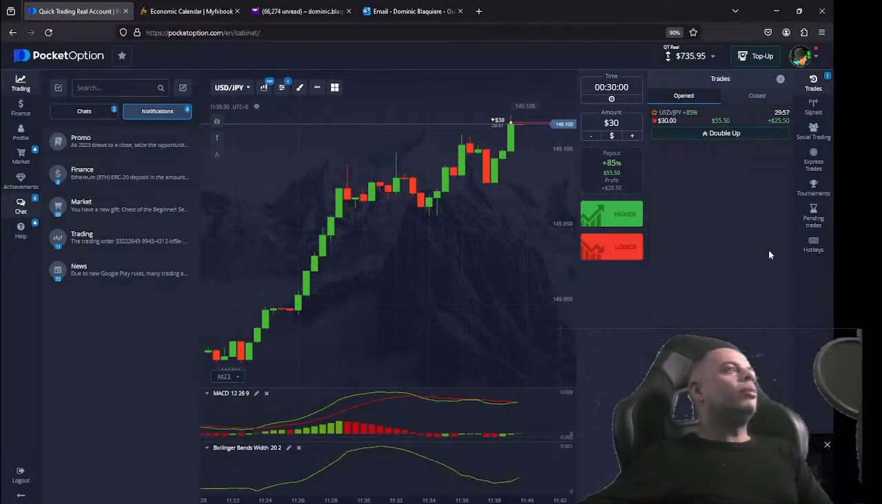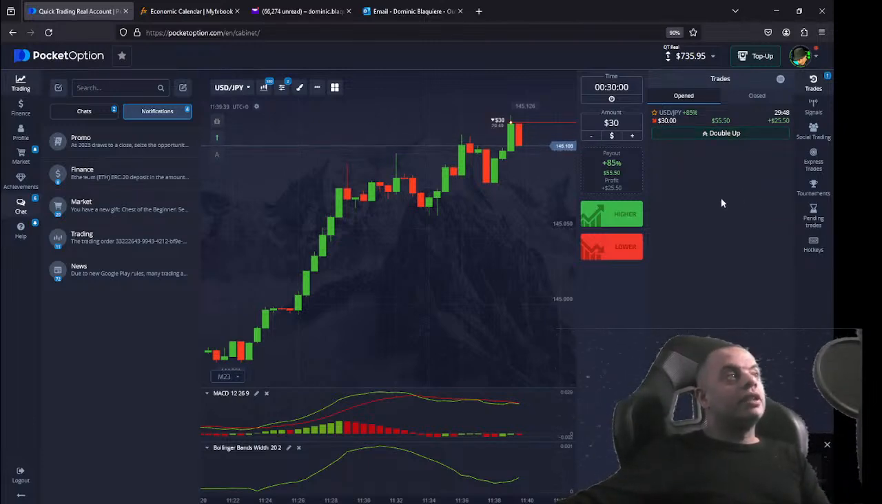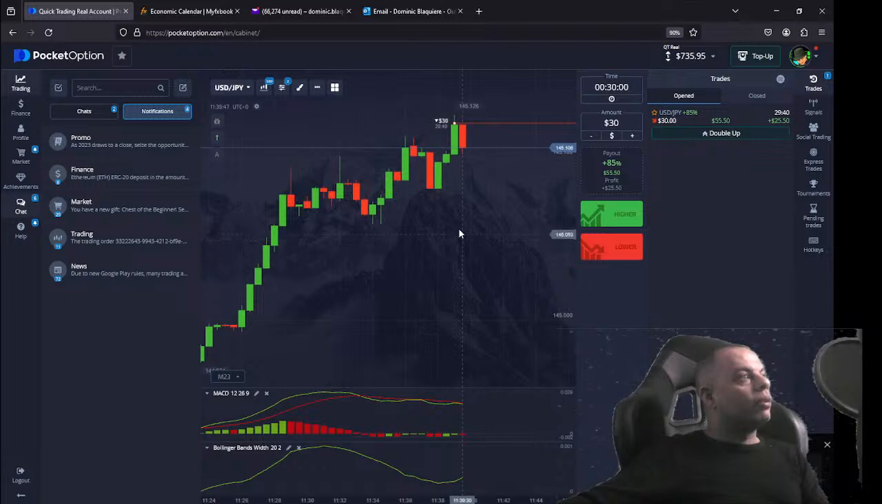Okay, so this is my goal. I've got one more trade to take, and it's going to be after this. I am going to take another $30 trade. I'm going to do a hedge. Not right now, though. I'm going to wait for it to come down a lot more than this before I go in again. So we're just going to wait now.